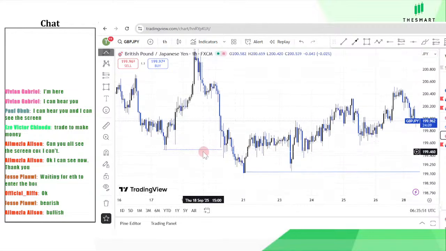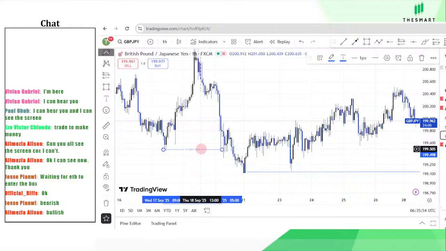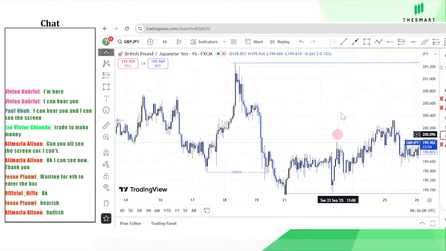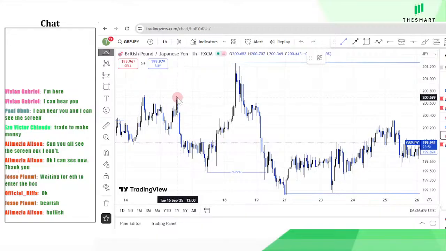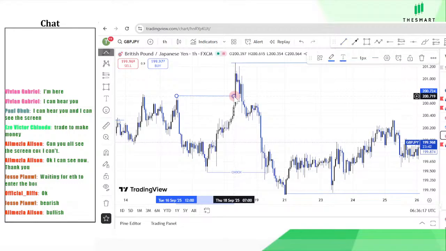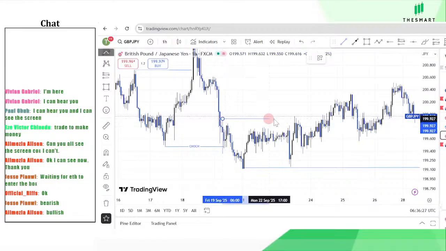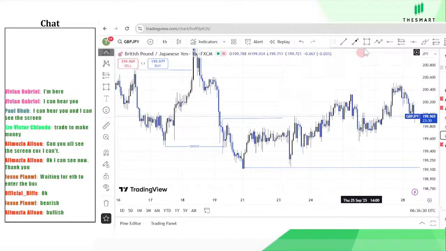So from the 4 hours and on the 1 hour, this is where we had a change of character. We have a change of character at this point. We had a break of structure at this point. This was the last break of structure we had on the 1 hour to the upside. After having this break of structure, the market gave us this inducement, giving us this supply zone.